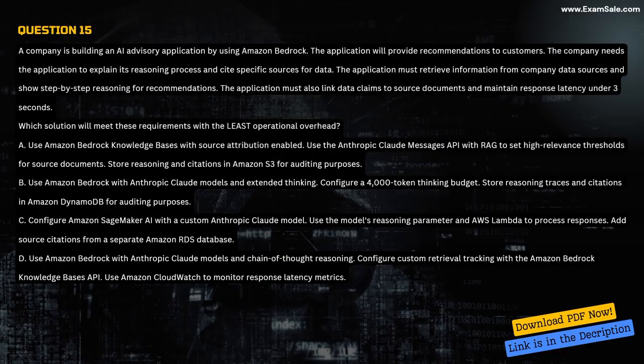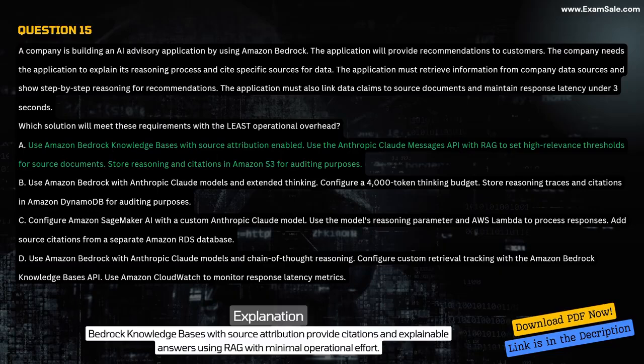Correct answer A. Use Amazon Bedrock Knowledge Bases with source attribution enabled. Use the Anthropic Claude Messages API with RAG to set high relevance thresholds for source documents. Store reasoning and citations in Amazon S3 for auditing purposes. Explanation: Bedrock knowledge bases with source attribution provide citations and explainable answers using RAG with minimal operational effort.